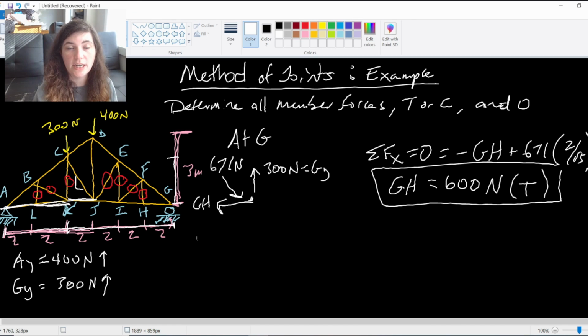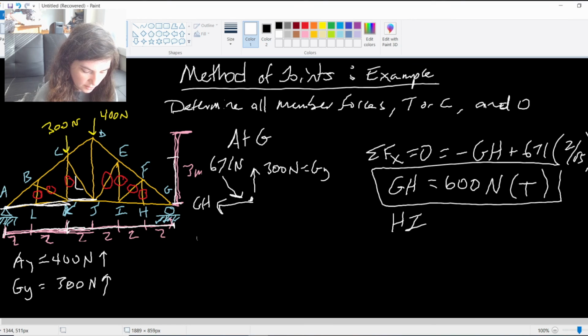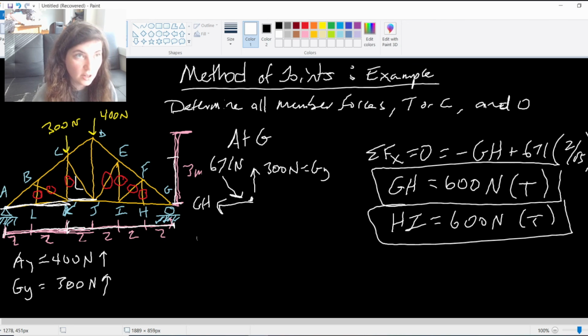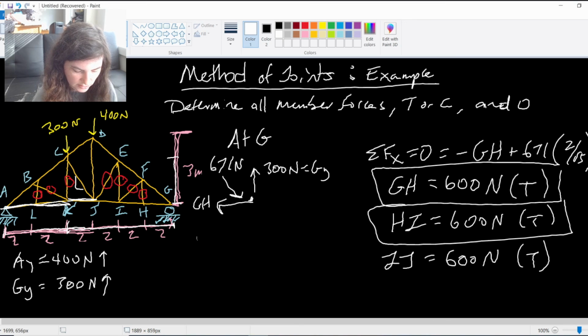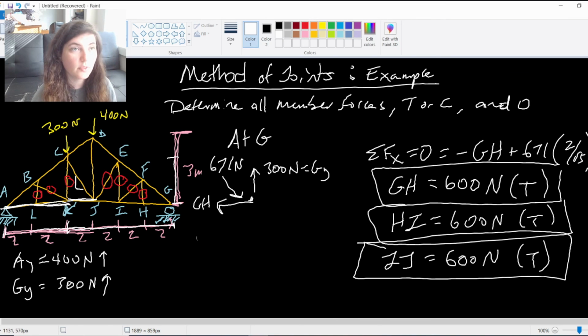And then again, by deduction, I can say, okay, if GH is 600, then HI must also be 600 newtons in tension. And then walking it on down, because of all of those zero force members, IJ also has to be 600 newtons in tension. And those are all of our members now, right? If we walk back and look at every single member, we have identified our zero force members and then solved for everything that was bearing a load, right?